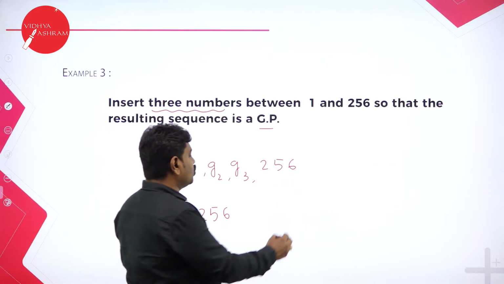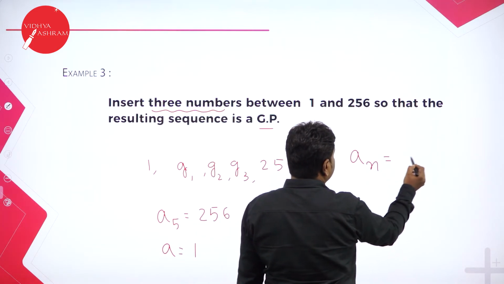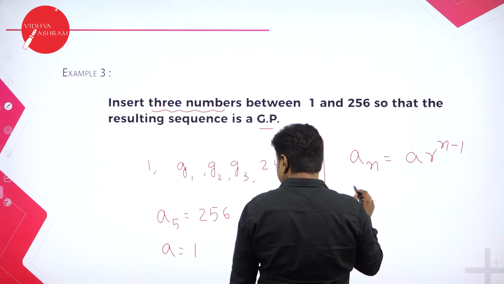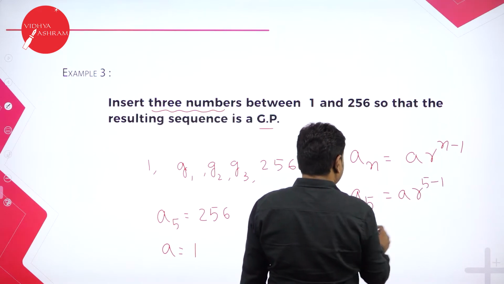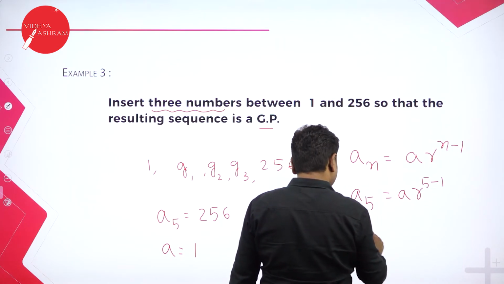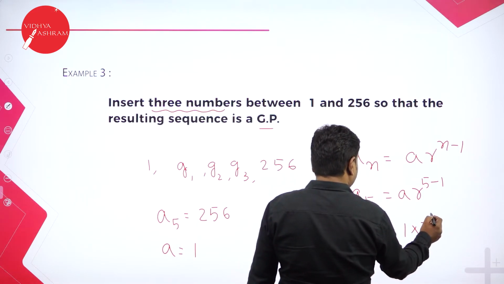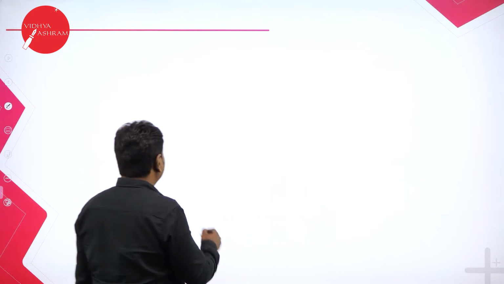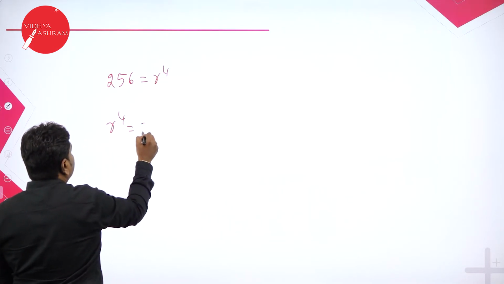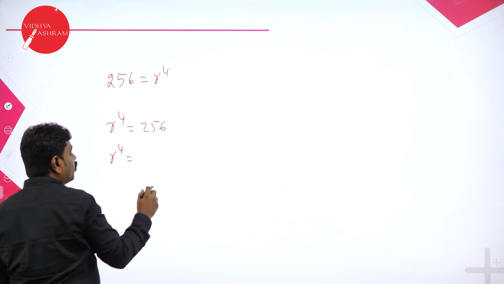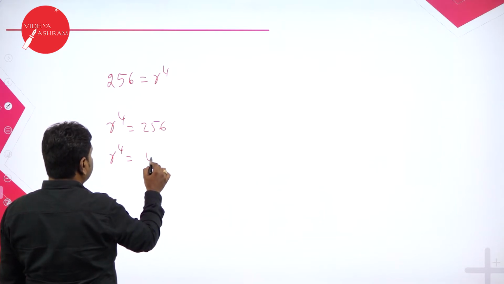1. Then you know the general term in GP. What is the general term in GP? AN. What is AN? A into R power n minus 1. And AN is A5. A5 is A into R power 5 minus 1. And the A5 value, you know, A5 is 256 and A is 1, into R. The common ratio R we don't know, we need to find, power 4. Simple. We got 256 is equal to R power 4, or R power 4 is equal to 256. 256 can be written as 4 4s are 16, 4 16s are 64, 4 64s are 256. I can write it as 4 power 4.